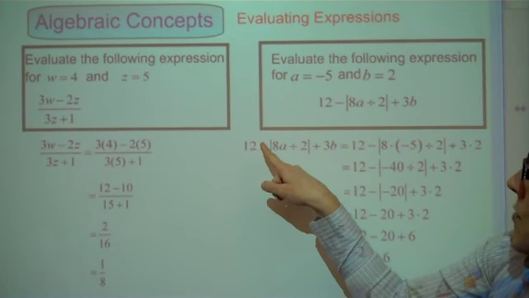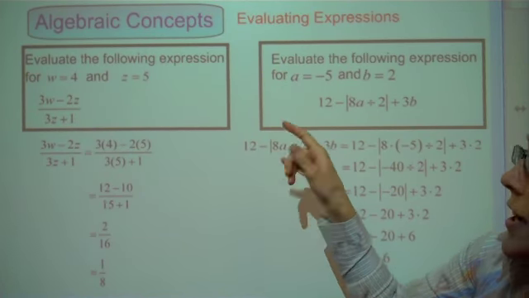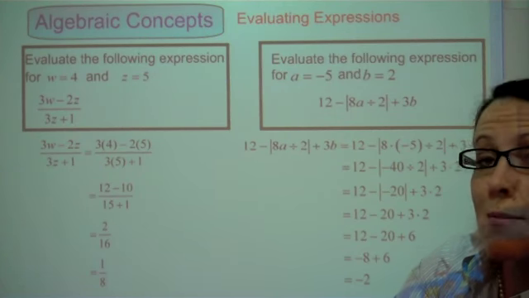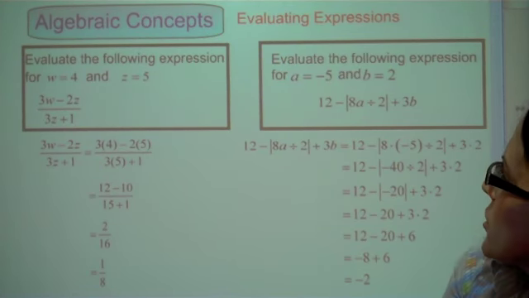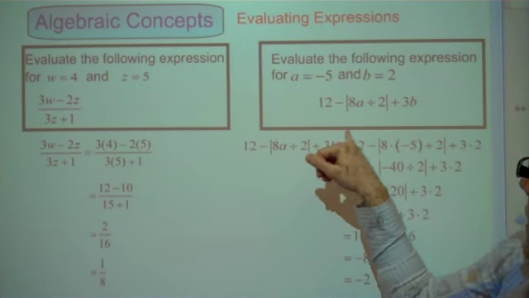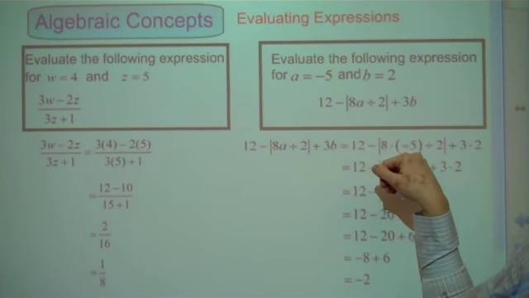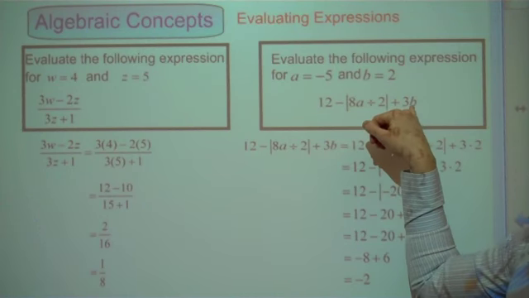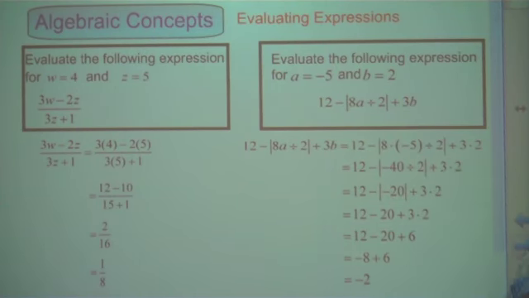So I've got 12 minus absolute value of 8 times a, divided by 2, plus 3b. I went ahead and I plugged in negative 5 where I saw an a, and I plugged in 2 where I saw a b. I simplified that further.